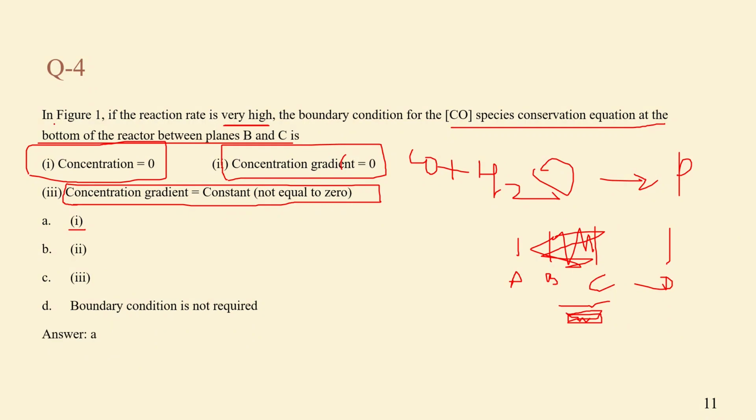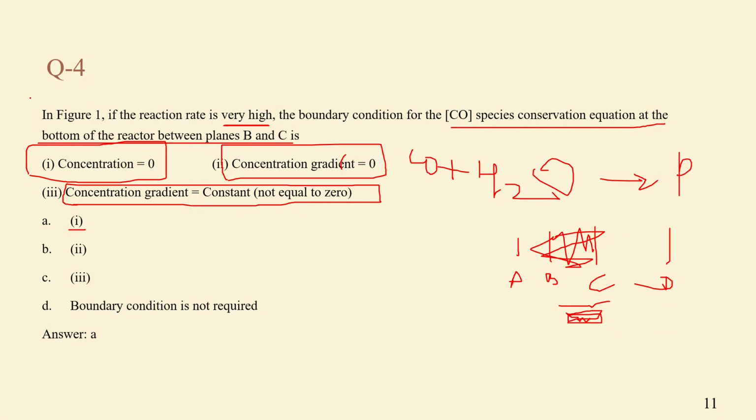Option A is the right answer because we are saying that carbon monoxide is between planes B and C at the bottom of the reactor. At the bottom of the reactor, the first thing is it is coated with the catalyst. So if the reaction rate is very high, the conversion from carbon monoxide to carbon dioxide would be very high. So the chances of carbon monoxide reaching there would be 0, and also it is coated with the catalyst. So the concentration of CO is 0 at the bottom of the reactor, which is what we give as the boundary condition for the carbon monoxide species conservation equation. So option A is the right answer.